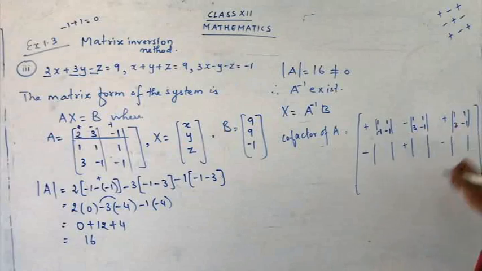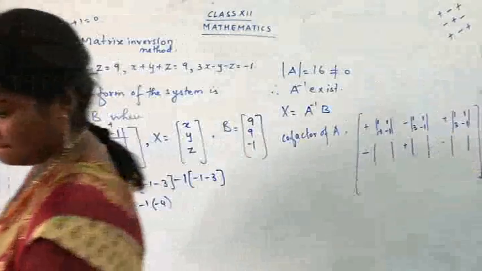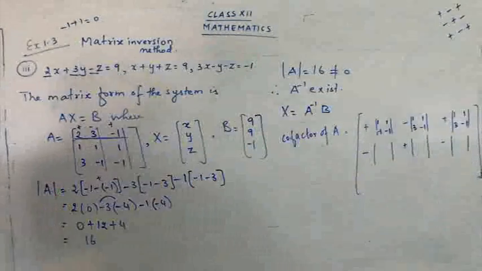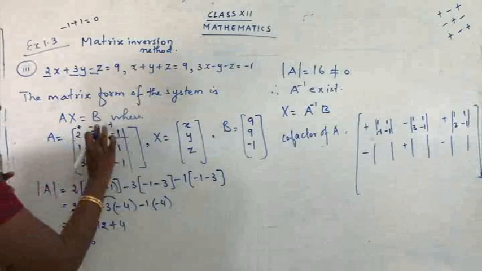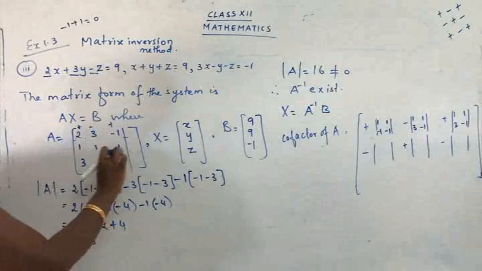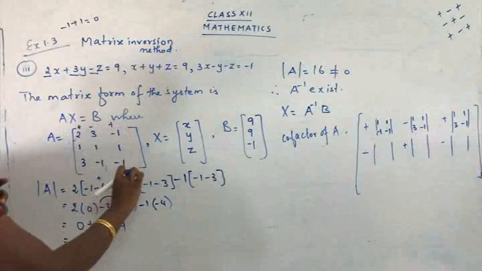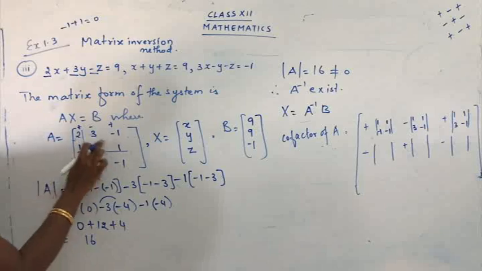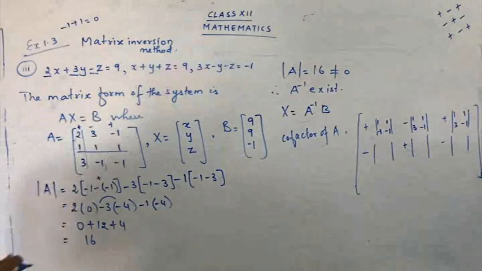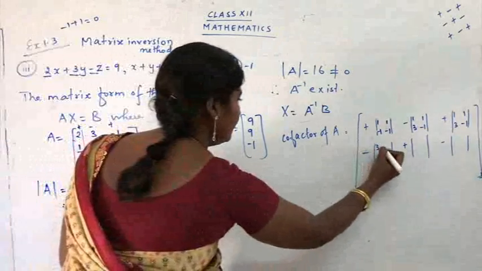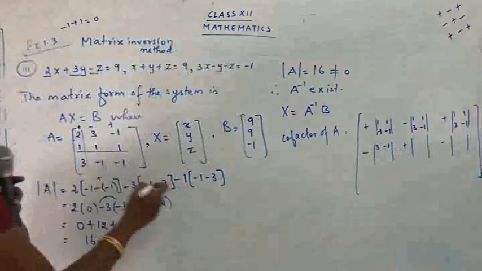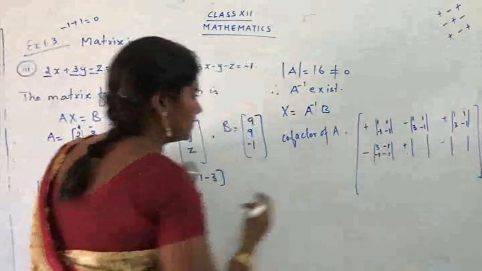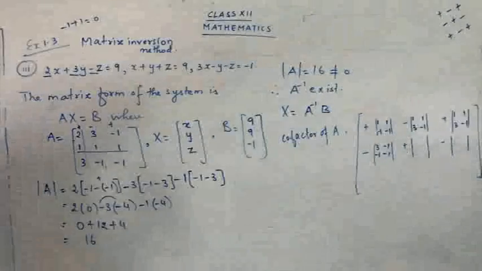3 minus 1. Next, second row, first column. So what is left now? 3 minus 1, minus 1, minus 1. Okay. Similarly, fill the remaining details.